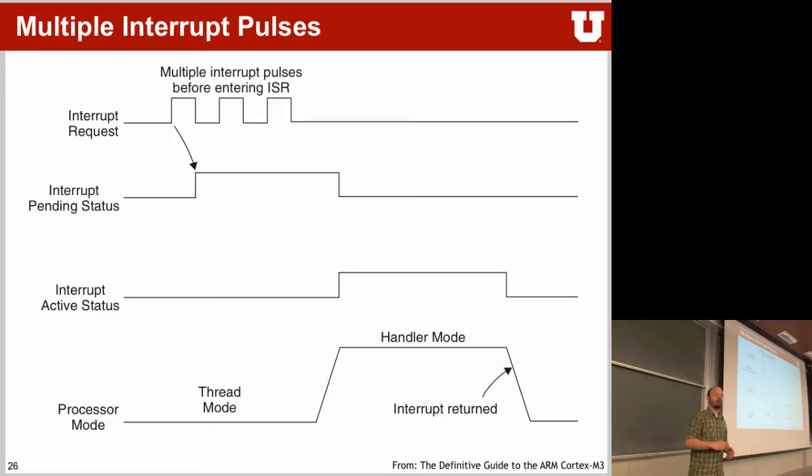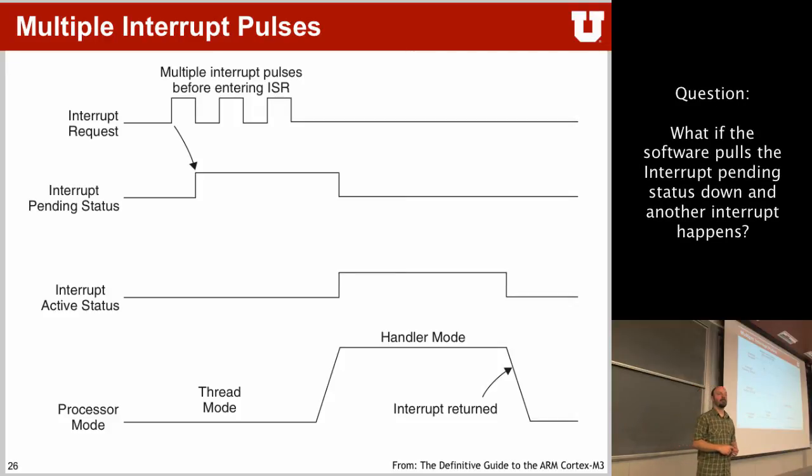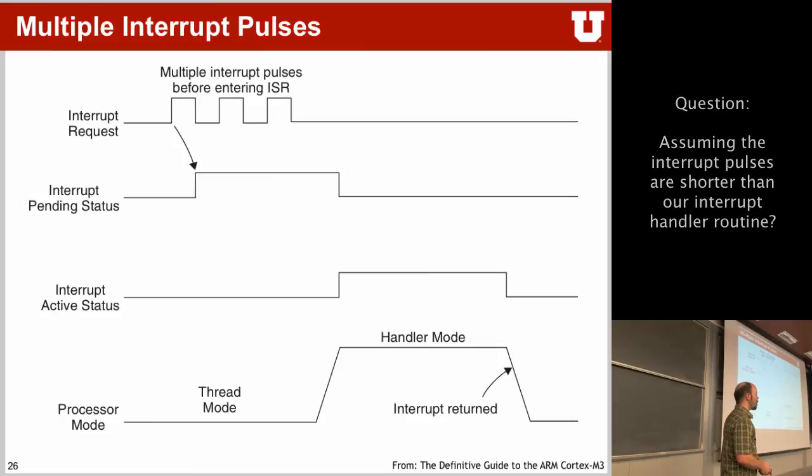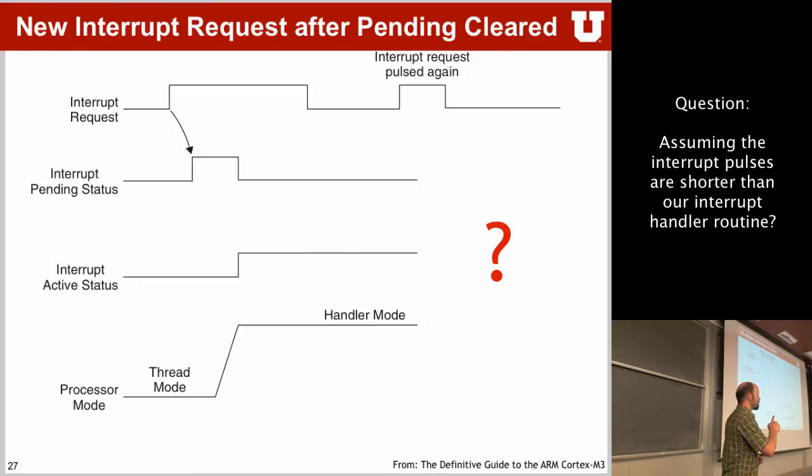Yes? What if the software manages to pull down the interrupt pending status and then another interrupt comes? It will get set. Well, I understand what he's saying. So we're assuming that these pulses are shorter than our interrupt servicing time. Yes. Okay. That's the assumption. This is exactly the problem you're asking for, right? So what happens?